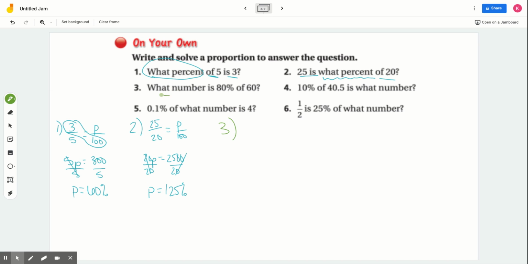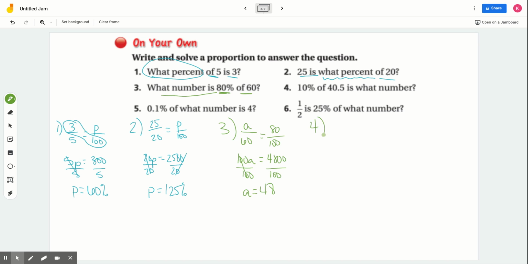Now, let's take a look at number 3. What number is 80% of 60? So what number is, we don't know. So the part over 60, the whole, is equal to 80 over 100. Again, we cross multiply. A times 100 is 100A. 60 times 80 is 4800. We divide by 100 on both sides to find that A is 48. So the part is 48.